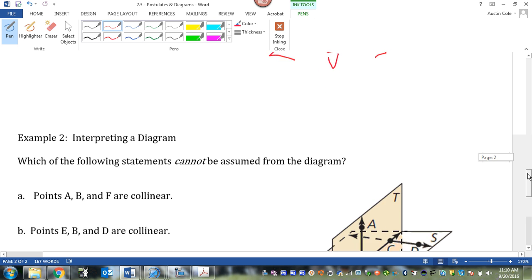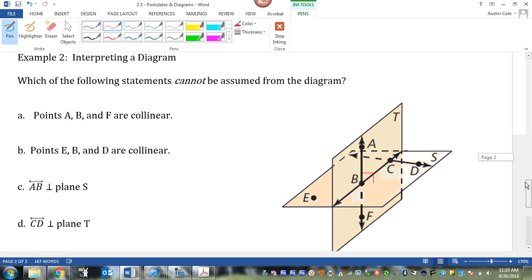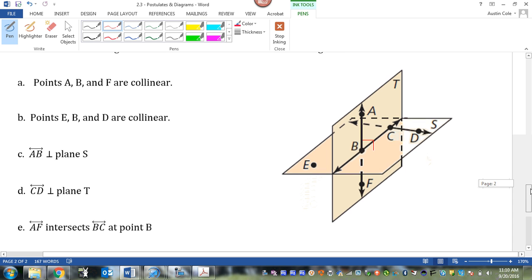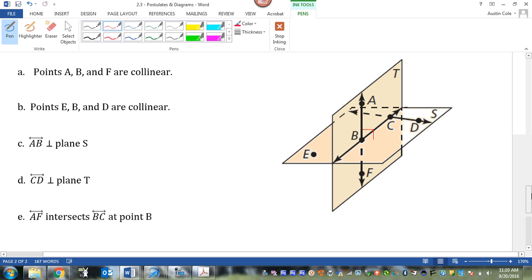You know what? Last little bit here. We need to pick out which statements A through E are not true. So looking at this diagram. Our first one's points A, B, and F are collinear. Yes. Why yes? Because of the second part. Line that goes like that, right? A, B, F. So that is true.